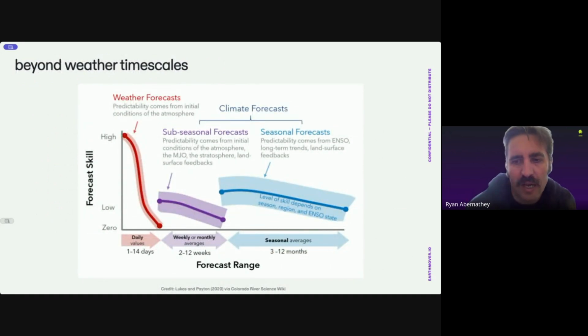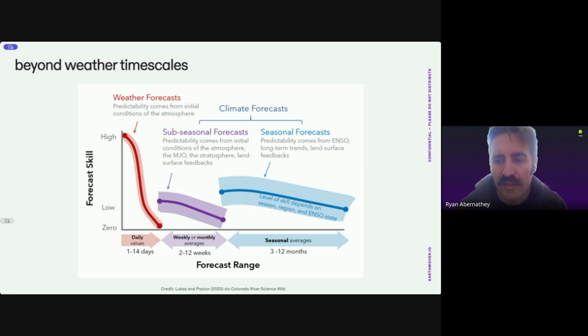Going a little bit beyond the weather timescales of about 2 weeks, we enter into the world of climate forecasts. So climate forecasts sort of start at this subseasonal time scale, 2 to 12 weeks, and go out beyond there. And as we move into the climate forecasting timescales, the predictability that we're getting is coming from other sources of information than just what are the initial conditions of the atmosphere at the initialization time, right? And so this has to do with sort of the large scale state of the atmosphere, including the ocean and the stratosphere, as well as the forcing and feedbacks that exist in the climate system.